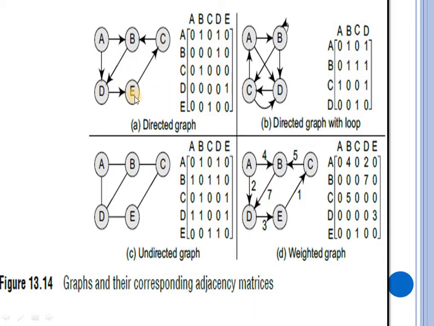Now D. D to E we have an edge, so for D to E we put 1. Others are 0. Now E to C, an edge is there, others are not. So E to C we put 1. Others are 0. This is the directed graph.